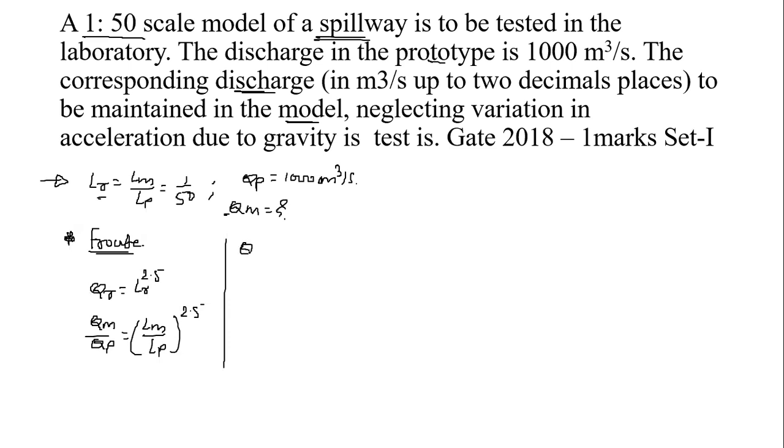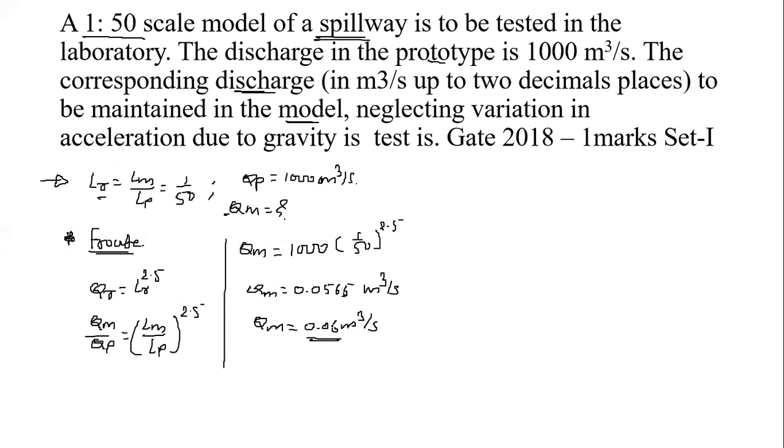Now we have to put in the values. QM we want to calculate. QP I will take directly to the right-hand side, 1000 into the scale 1 by 50 raised to 2.5. So once again you will get the answer QM equals 0.0565, something like that. We have to go up to 2 decimals. So what will be the answer in meter cube per second in 2 decimals? 0.06. 0.06 meter cube per second. This will be up to 2 decimals.